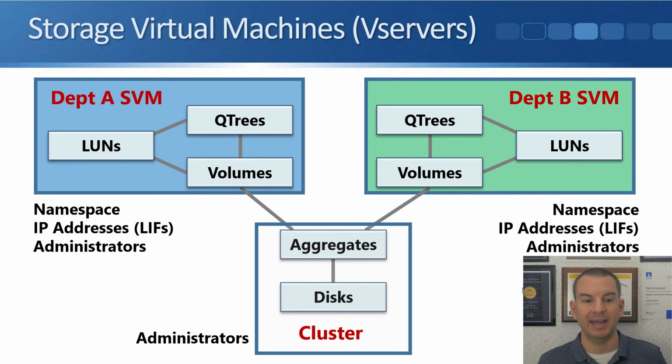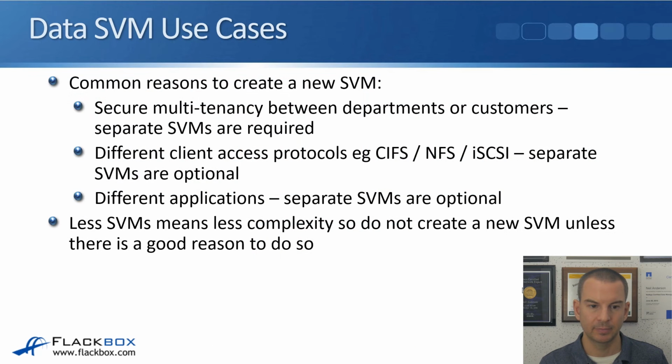Looking again at the picture there, you see the example of it. We have a cluster and we've split that into a Department A SVM and a separate Department B SVM. You don't have to do that. If you didn't need to split it for multi-tenancy, you would just have the single SVM.